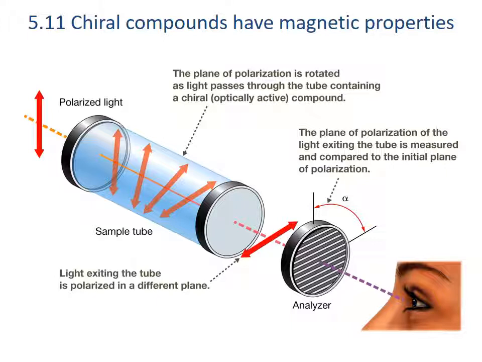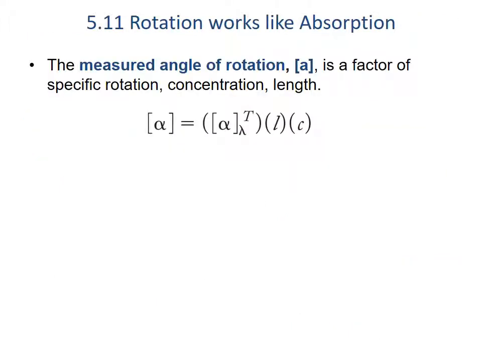The amount that any solution rotates polarized light can be measured by turning a second polarized filter to let the maximum light through. Whatever angle is measured will follow a similar relationship to the Beer-Lambert law. There will be a measured value that's comparable to absorbance, and that measured value is set equal to the specific rotation, which we can compare to molar absorptivity, times the length of the cell, times concentration. Again, remember that each enantiomer will rotate in equal magnitudes but opposite directions.